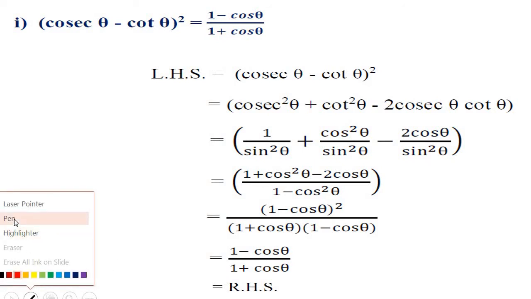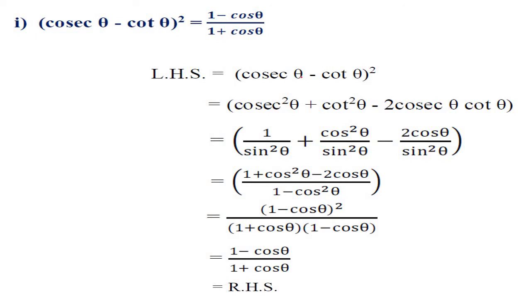This is in the form of (a minus b) whole square. Here cosecant theta is a and cot theta is b. So (a minus b) whole square is a square plus b square minus 2ab. Now let us write cosecant theta as 1 by sin theta, so cosecant square theta is 1 by sin square theta, plus cot square theta is cos square theta divided by sin square theta, minus 2 times cosecant theta, which is 1 by sin theta.